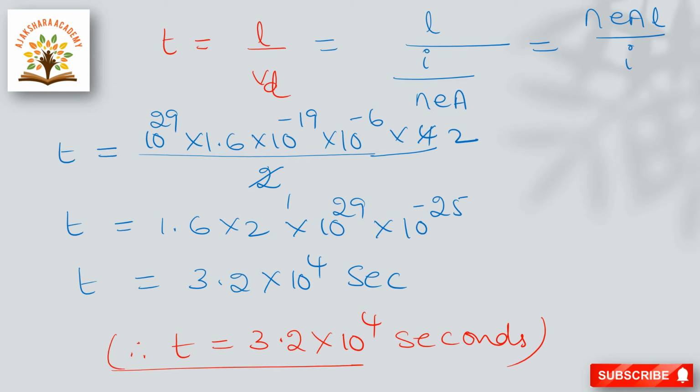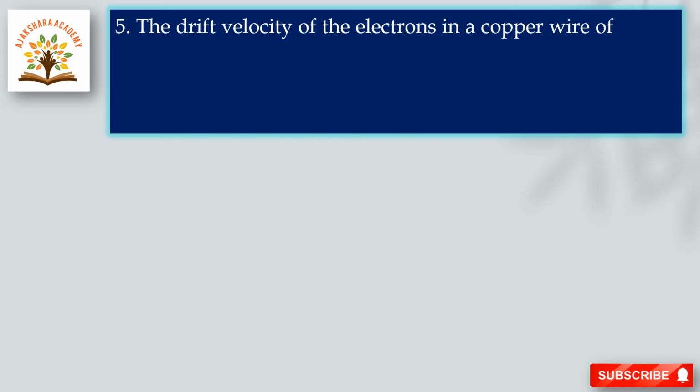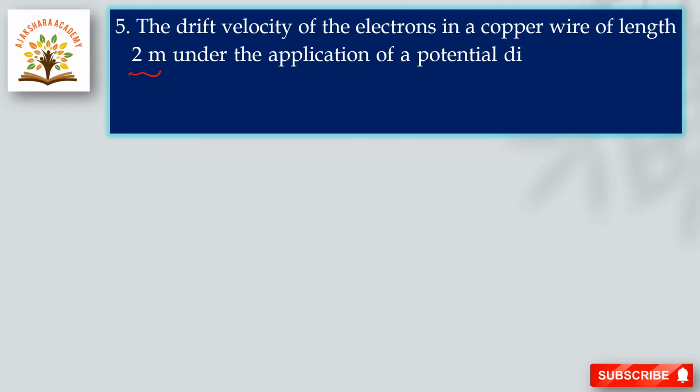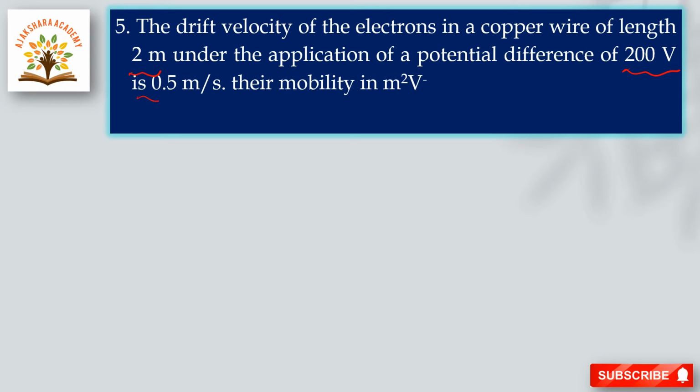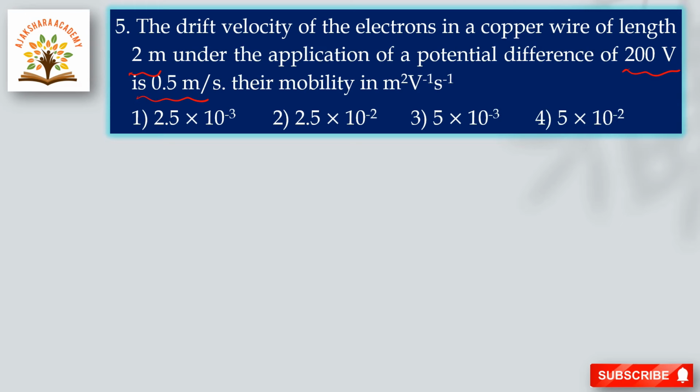Okay. Next we will go to the next question. The drift velocity of the electrons in a copper wire of length 2 meters under the application of a potential difference of 200 volts is 0.5 meters per second. Their mobility in meter square volt inverse second inverse is. Now we have to calculate the mobility.